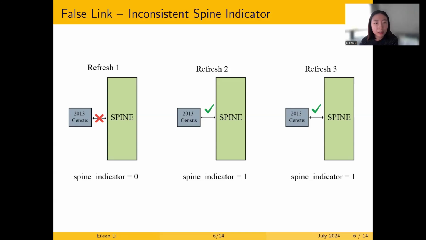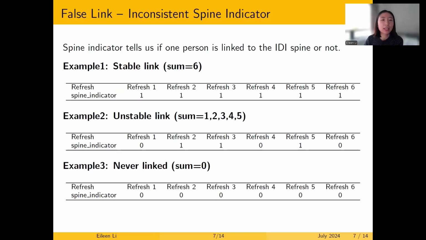So if we look at the pattern on the next slides, there are 3 possible patterns that we can get. Example 1 and example 3 are not the ones we are interested in. We are interested in the second one. So if a link gets linked to the spine at certain refreshes but not the others, these are the iffy links and these are my probable false links, as illustrated in example 2 here.